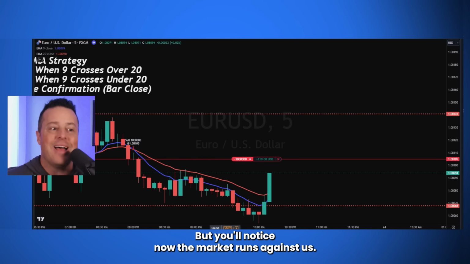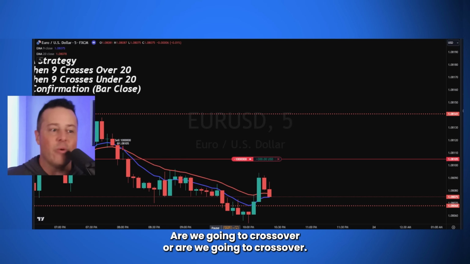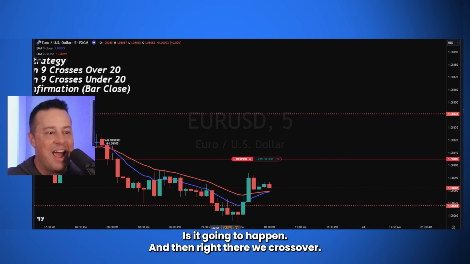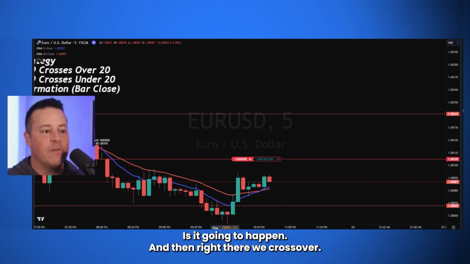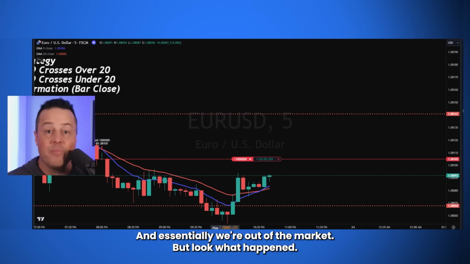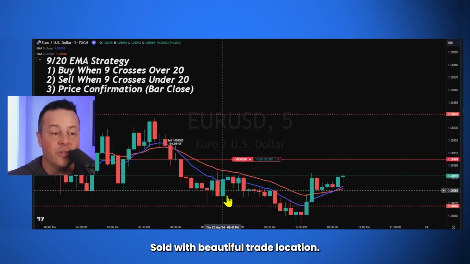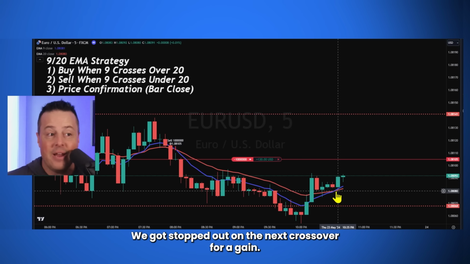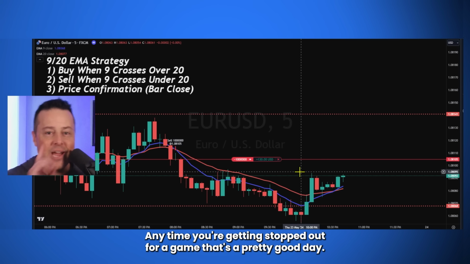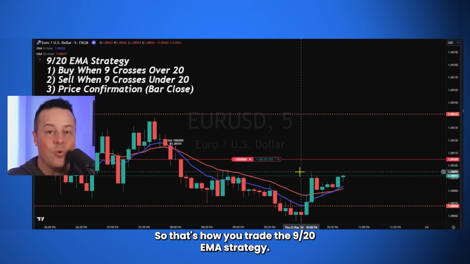But you'll notice now the market runs against us. Are we going to cross over? Is it going to happen? And then right there we cross over, and essentially we're out of the market. But look what happened. We had a great market entry right here, sold with beautiful trade location. We got stopped out on the next crossover for a gain. Anytime you're getting stopped out for a gain, that's a pretty good day. So that's how you trade the 9/20 EMA strategy.